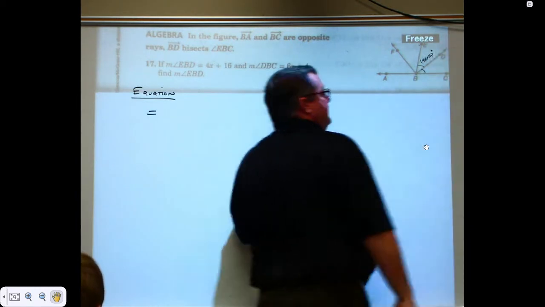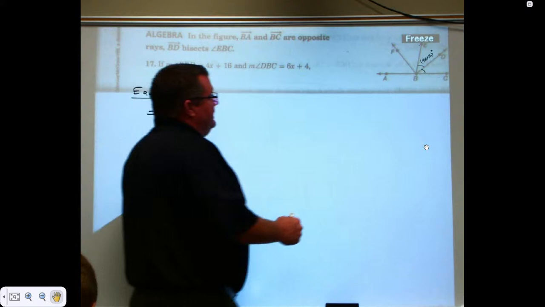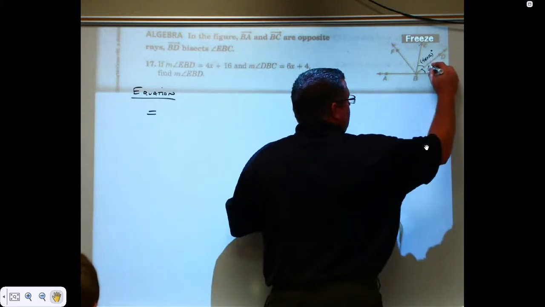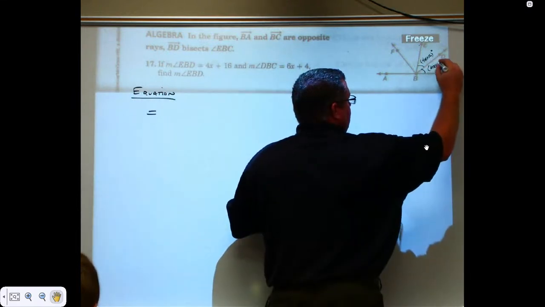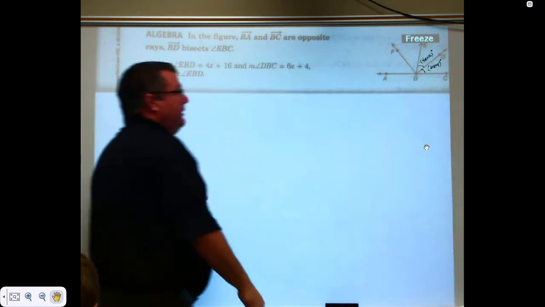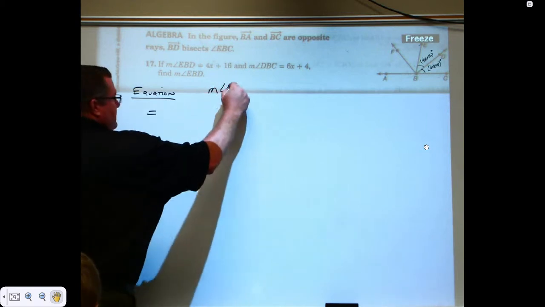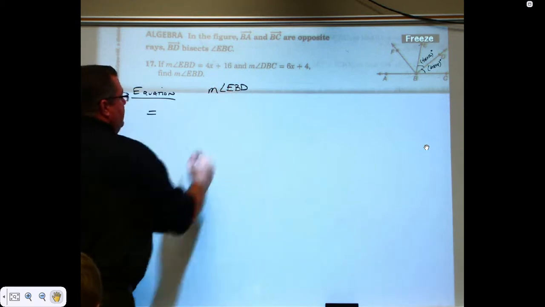A lot of times you see them put that in parentheses and put a degree sign on it, because that represents the measure of that angle. That represents a number. The measure of angle DBC is 6x plus 4. D to B to C. Everyone agree? Now, find the measure. This is important. When all this is over, they want us to find the measure of angle EBD.